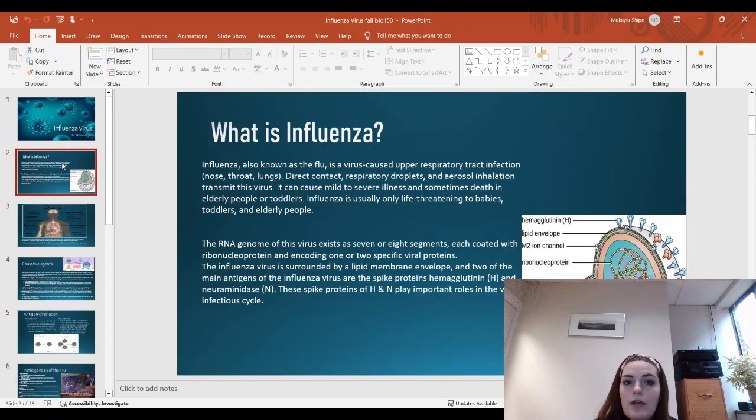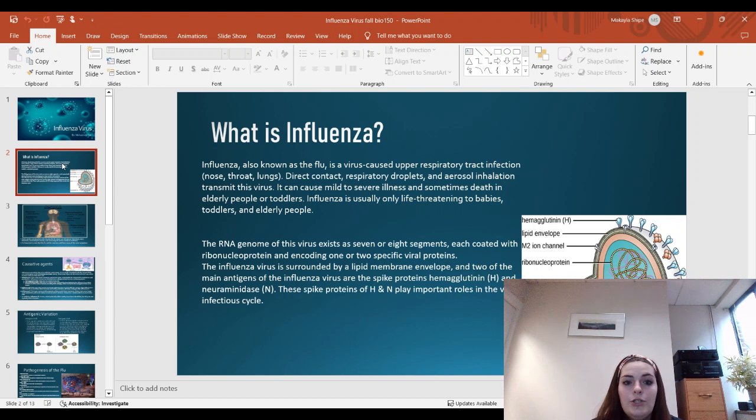So, starting off, the influenza virus is also known as the flu. It is a virus-caused upper respiratory tract infection through the nose, throat, or lungs. Direct contact, respiratory droplets, and aerosol inhalation transmit this virus. It can cause a mild to severe illness and sometimes death in elderly people or toddlers. Influenza is usually only life threatening to babies, toddlers, and elderly people.